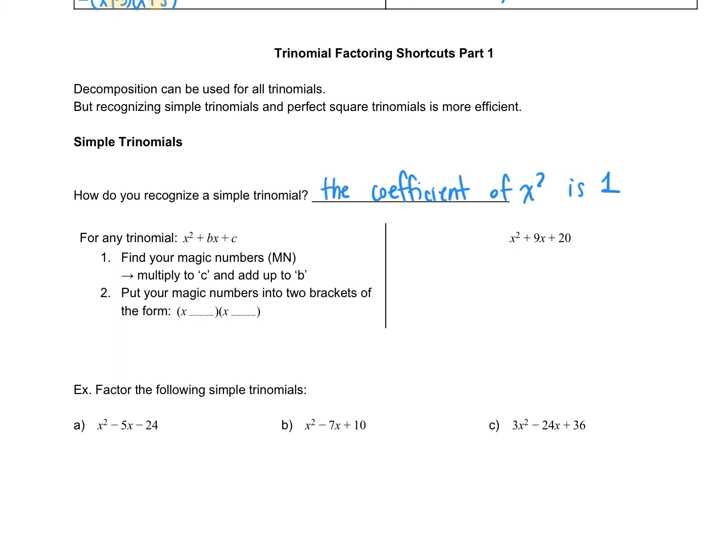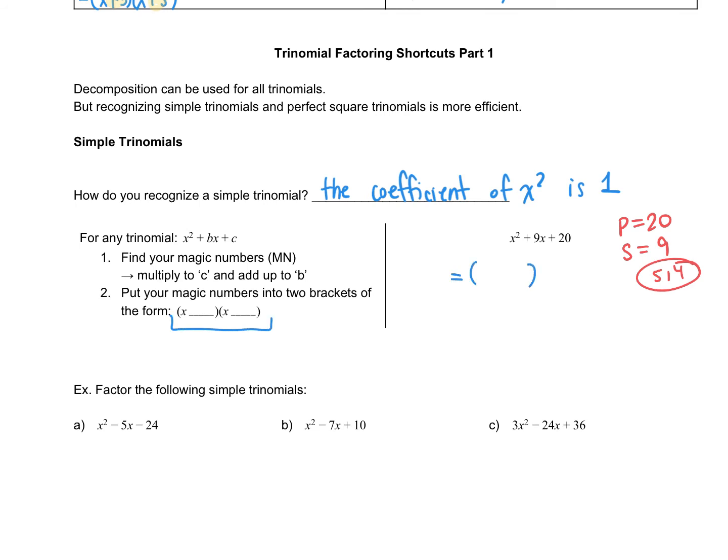All right, so we're going to start in the same setup of product and sum, but this time, because there's just a 1 here, 1 times 20 is still 20, so our product is 20, our sum is 9, and in this scenario, the magic numbers are going to be 5 and 4. Instead of doing decomposition, because I recognize this is a simple trinomial, I can do this setup.